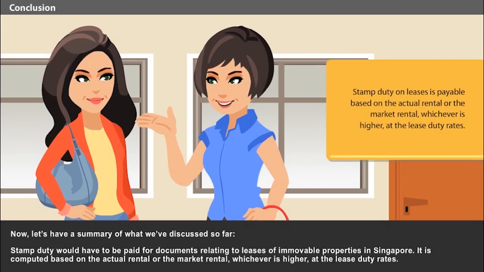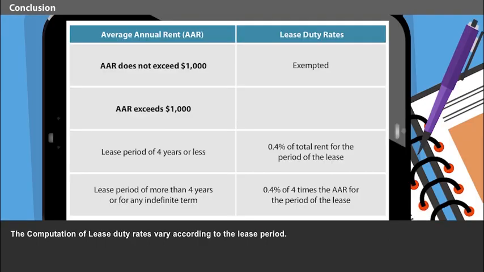Now let's have a summary of what we've discussed so far. Stamp duty would have to be paid for documents relating to leases of immovable properties in Singapore. It is computed based on the actual rental or the market rental, whichever is higher, at the lease duty rates. The computation of lease duty varies according to the lease period.